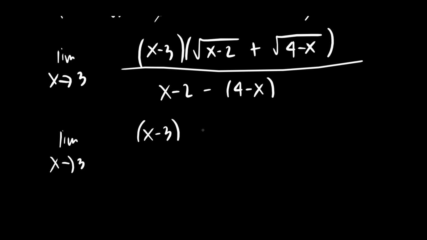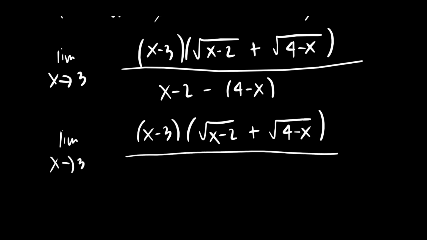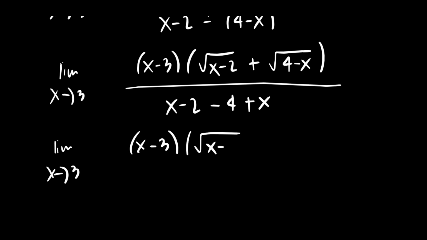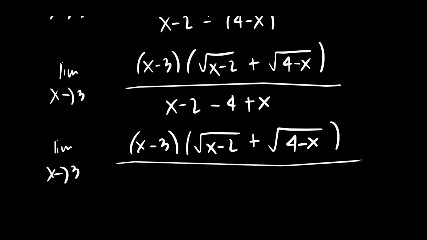So x minus 3, just copy the numerator, times square root of x minus 2 plus square root of 4 minus x, all over x minus 2. So we'll distribute the negative sign: minus 4 plus x, right? So we'll have the limit as x approaches 3 of x minus 3 times square root of x minus 2 plus square root of 4 minus x, all over x plus x is just equal to 2x, and negative 2 minus 4 is just equal to negative 6.